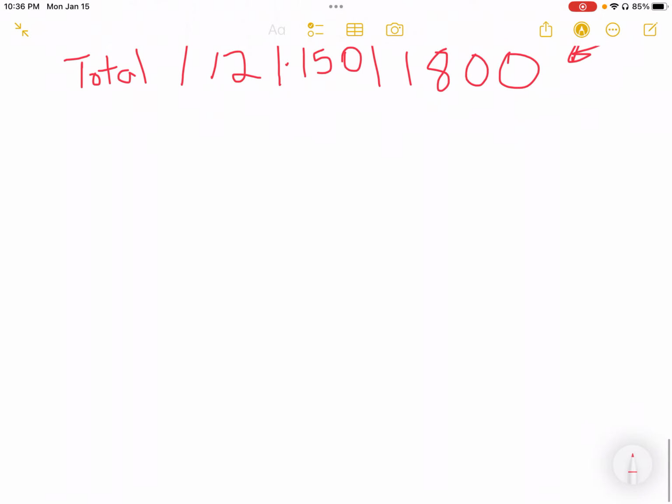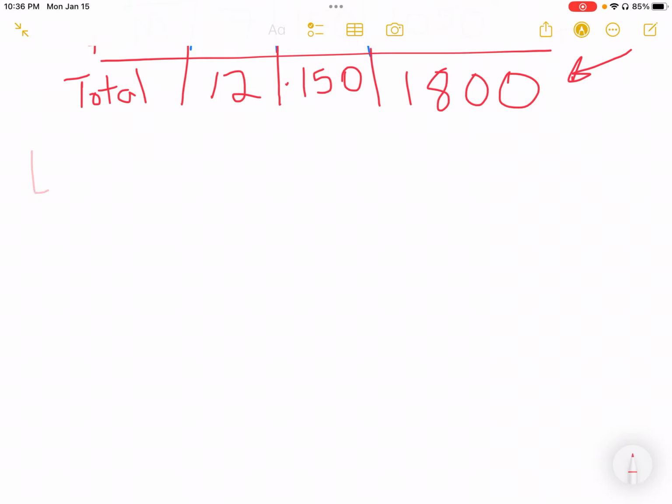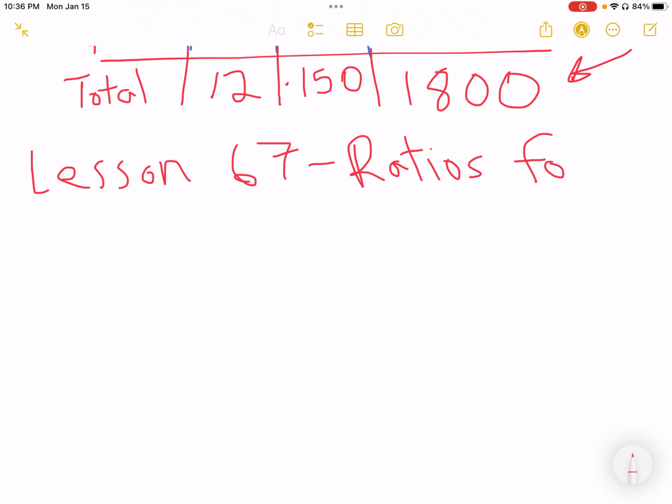Okay, so lesson 67 here. We got lots of ratios here. We're going to talk about ratios to compare, so ratios for comparison. We're going to follow similar steps here. We're going to just listen to the example and then write it down as we hear it.